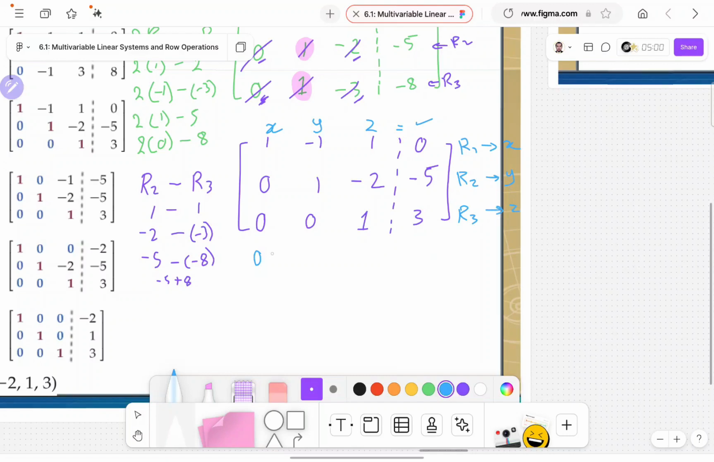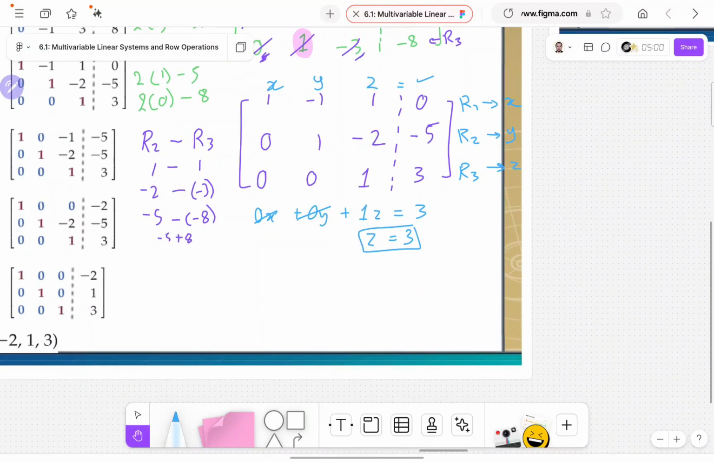So now let's write 0x plus 0y plus 1z equal to 3. This is 0 already, this is 0 already. So 1z means already z. Z is equal to 3. We are done with z.